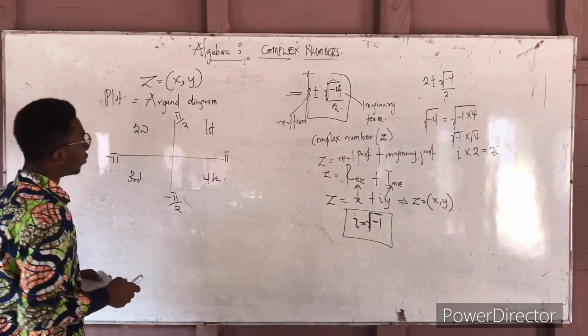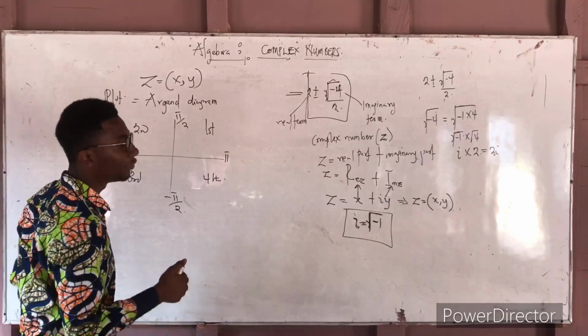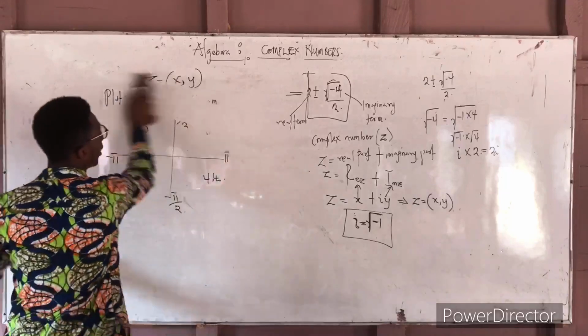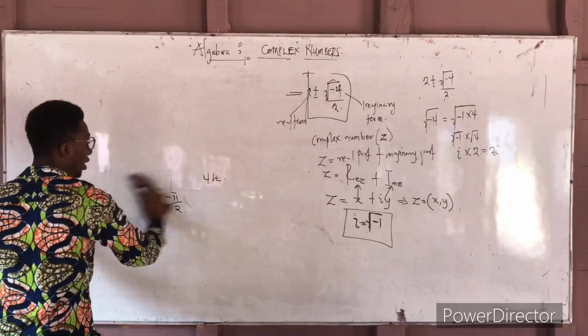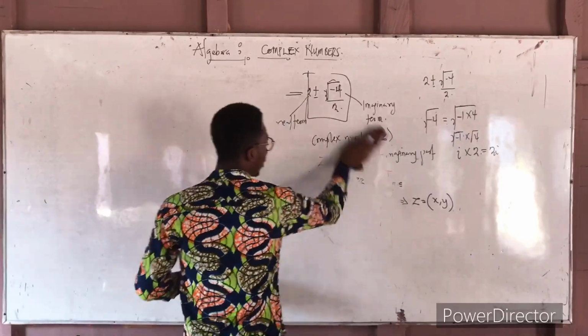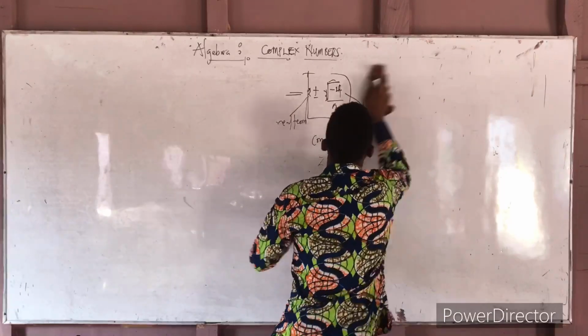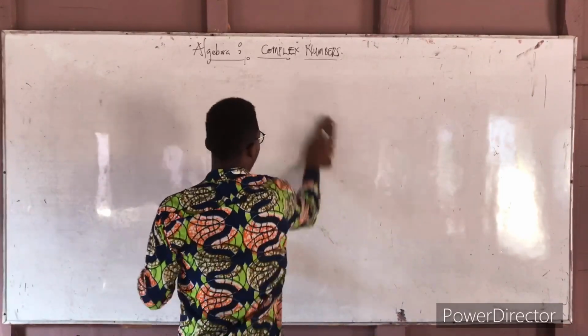Okay, without wasting time, let's quickly move to the addition and subtraction of complex numbers. If you have two complex numbers, how do we add and subtract them?